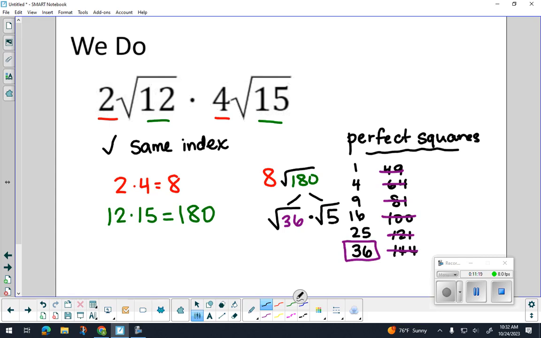Okay, it's 5. And then what's the square root of 36? We should have this memorized by now. It is 6. It's not 18 because we didn't try to divide by 2. And then 8 times 6 is 48. Square root of 5. There go our final answer.